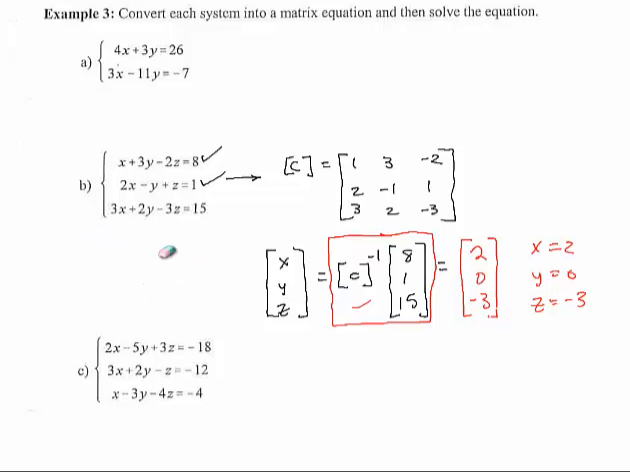And finally, to nail down that these are our solutions, you have to check all 3 equations. So 3 times 2 plus 2 times y, which is 0, minus 3 times negative 3. Well, 2 times 3 is 6. 0 knocks out the 2. Negative 3 times negative 3 is plus 9. And that does equal 15. So our solution checks out.